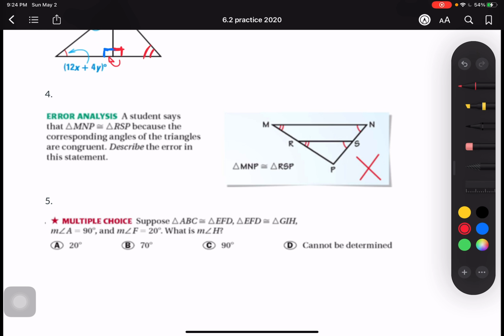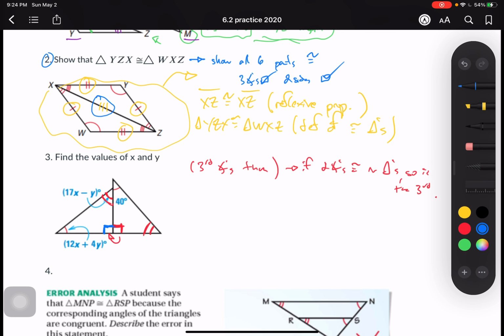Okay, so students said, oh, we should probably work that out. All right, so I know that this angle must be 180 minus 40 minus 90. That gives me 50 degrees, a classic 40, 50, 90 right triangle. So if this is 50, that makes this 50. And if that's 40, that makes this 40. So I end up with a couple equations I can make up pretty easily.